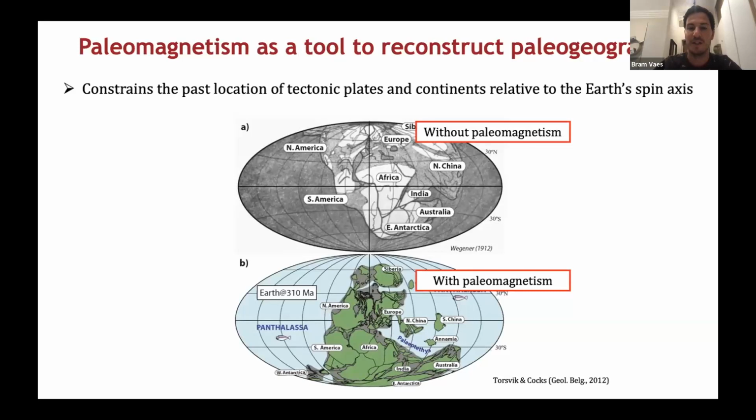In this example, you see the classical Pangea reconstruction by Alfred Wegener more than a century ago, whereby all the continents are reconstructed relative to each other in this supercontinent that you're all familiar with. But with paleomagnetism, you can position Pangea and all the continents that were part of it relative to the Earth's spin axis. And then you can see that it gives you a way to determine the paleolatitude of basically every location on Earth, which is, of course, an important parameter for climate and for paleobiology.